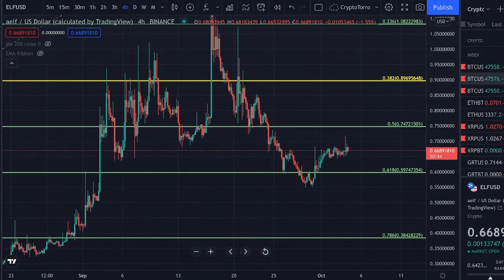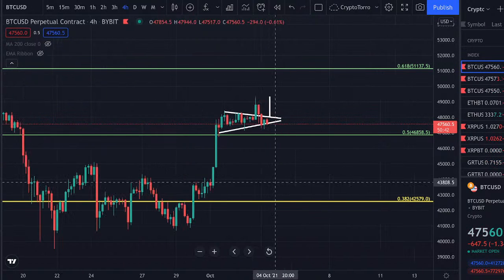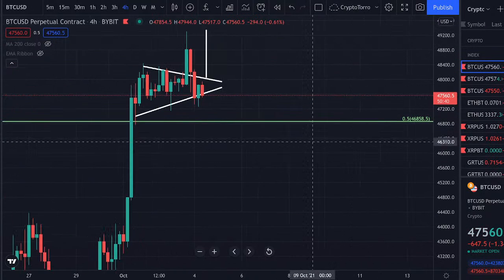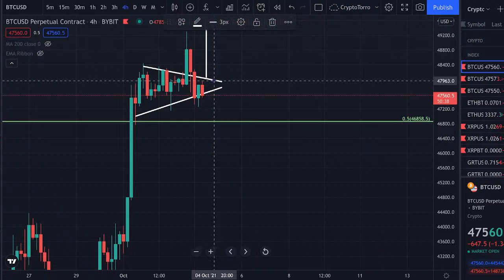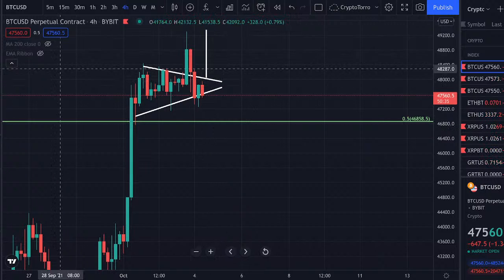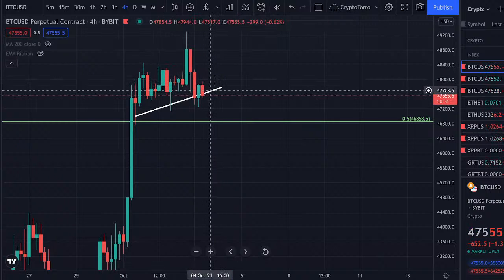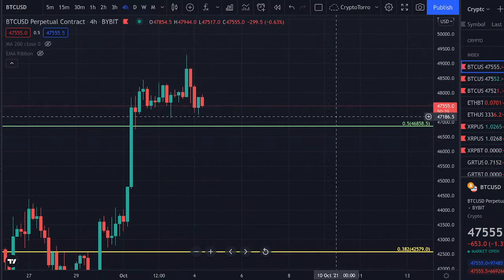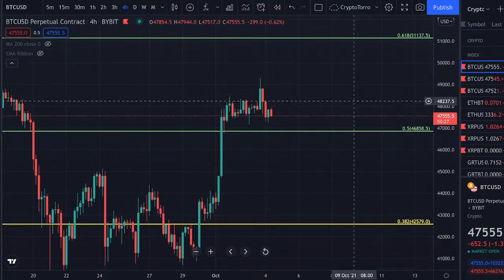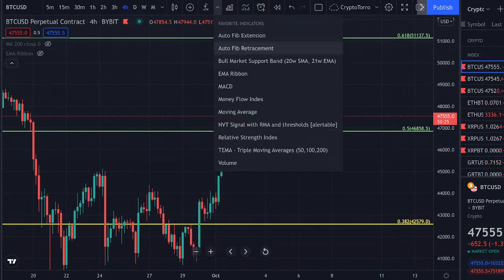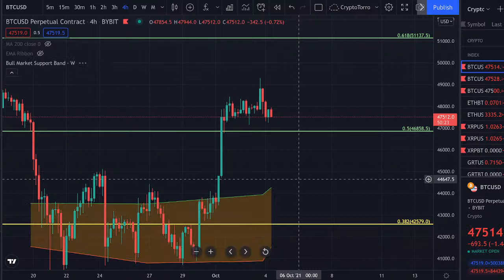So if we take a look at Bitcoin, what I must admit right now, it's looking very good. On the daily time frame, I actually do think that Bitcoin will be crushing it during this next upcoming 3 months. I'm very confident it will do so, but to take a look at where we are standing at, I would like to enable the bull market support band.